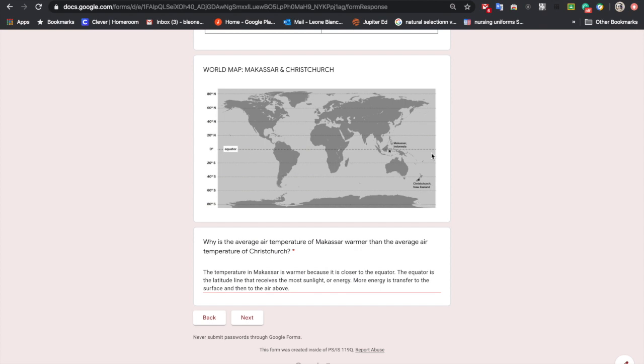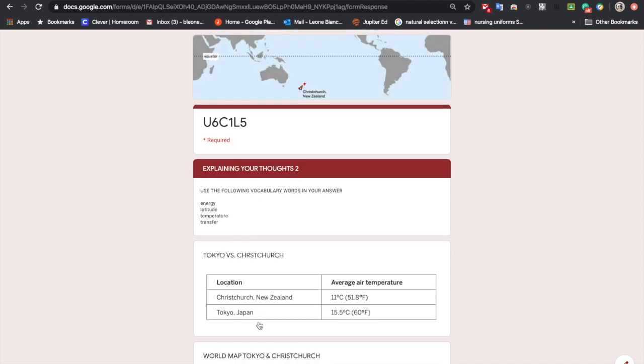And if you see here, Indonesia is about 1 to 5 degrees south, and Christchurch is about 45 degrees south. Again, bigger difference between how close they are to the equator. New Zealand is obviously going to be a colder place because it's further away from the equator. Click on next.